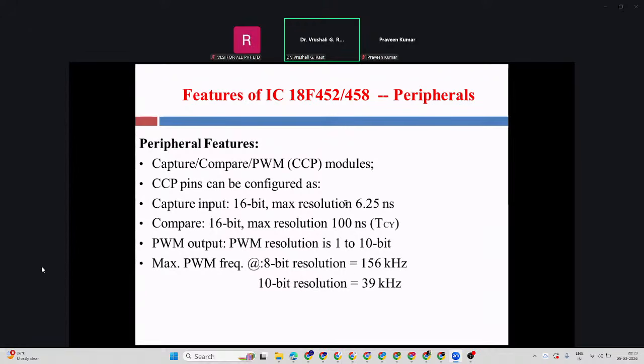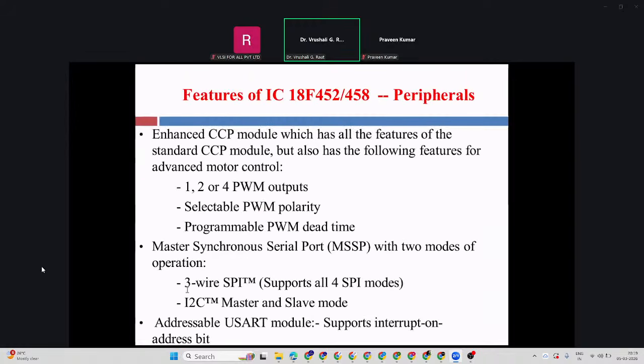What features? CCP. Important are capture, compare, PWM. And these are the details of capture and compare. I told you, capture means what? Capturing the external event. So with what resolution can it capture? That has been told here. Compare: at the level of the timer, we can think of comparing. And PWM is for speed control. Okay, keep that in mind.